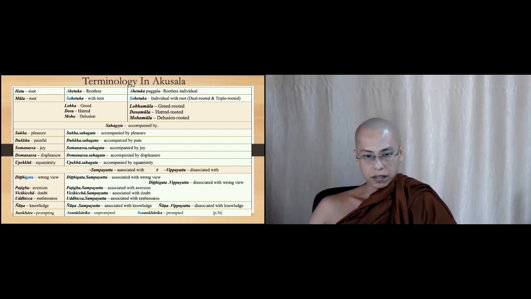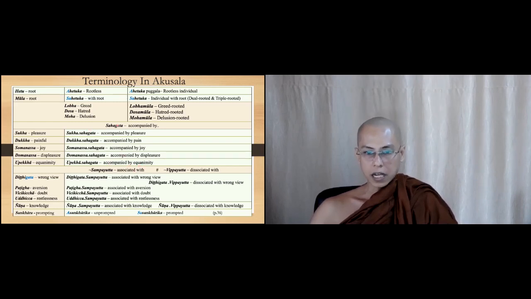In the classification of unwholesome consciousness, you will find the word sahagata. In translation, accompanied by. This word comes together with these types of terms: sukha, pleasure; dukkha, pain; somanasa, joy; domanasa, displeasure; and upekkha, equanimity. So coming together with sukha, it becomes sukha sahagata, accompanied by pleasure. Dukkha sahagata, accompanied by pain; somanasa sahagata, accompanied by joy; domanasa sahagata, accompanied by displeasure; upekkha sahagata, accompanied by equanimity.